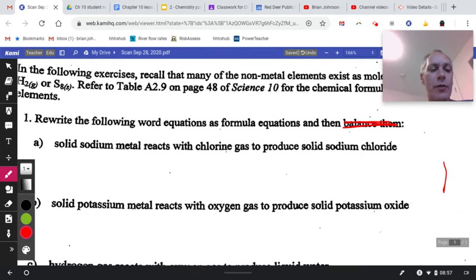All right, so first one, solid sodium metal. So sodium is an alkali metal. It's not diatomic, so it's just Na. We put down its state. It's telling us it's solid. Reacts with, there's our plus sign, chlorine gas.